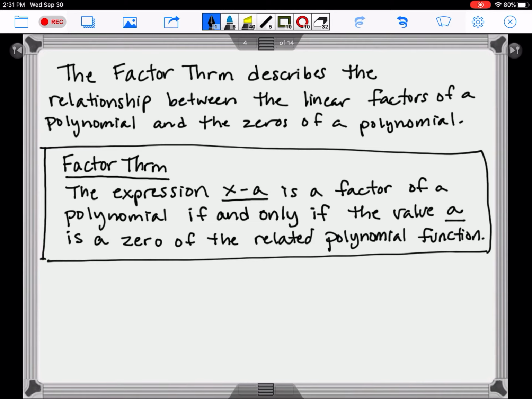The factor theorem describes the relationship between the linear factors of a polynomial and the zeros of that polynomial. So the factor theorem says that the expression x minus a is a factor of your polynomial if and only if the value of a is a zero of that related polynomial function. All right, so here's what that means. If a is a zero, then x minus a is a factor. Or if you know x minus a is a factor, then a is a zero.